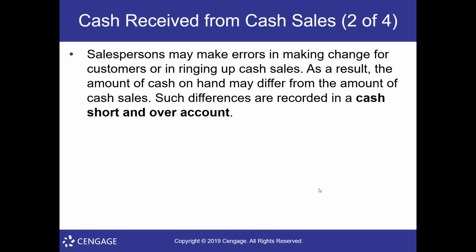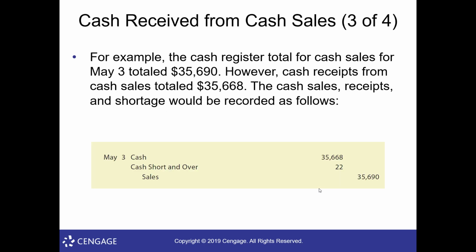Salespersons may make errors in making change for a customer or ringing up sales. As a result, the amount of cash on hand may differ. Such difference is called cash short and over. For example, the cash register total sales for May 3rd is $35,690. However, the receipts from cash sales are $35,668. The cash receipts and shortage would be recorded.